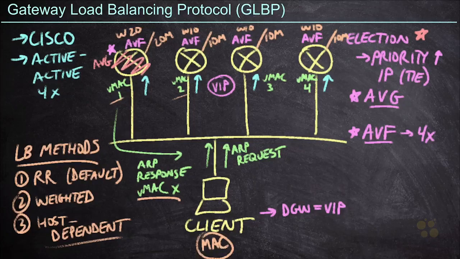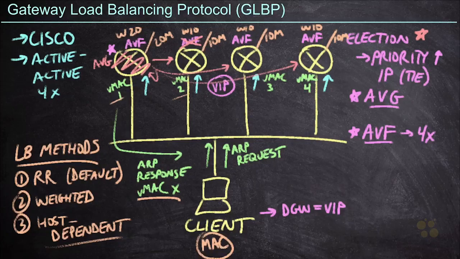Now, what if we lose an AVF? What happens if, say, AVF2 goes down, so we've lost virtual MAC address 2? Well, our AVG is going to detect the failure of AVF2, and it's going to assign AVF2's virtual MAC address to one of the AVFs. And yes, AVF2 is a candidate for that as well.